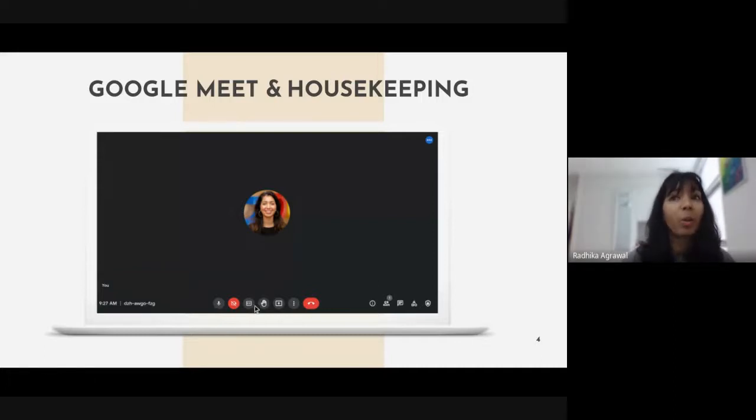You also have the option to turn on captions, which you can see on the bottom here as the CC button, so feel free to use it. You will notice these three dots. You can click on them and change the layout if you'd like to see more people on your screen. Or if you would like to pin a specific person, the speaker, or the presentation, you can just hover your mouse over their icon and click on the pin button.